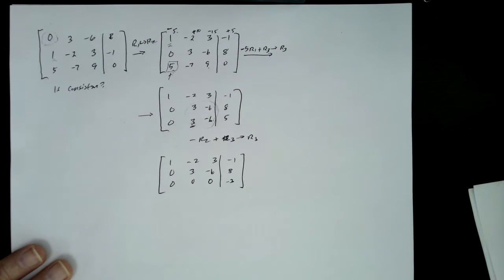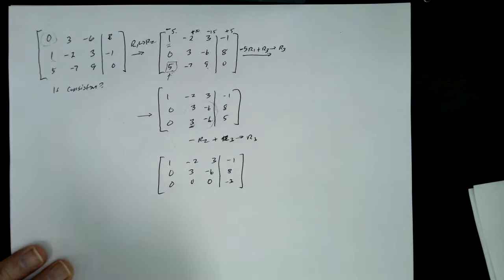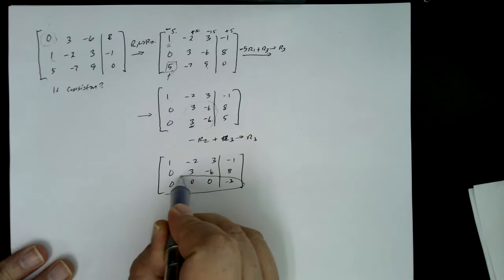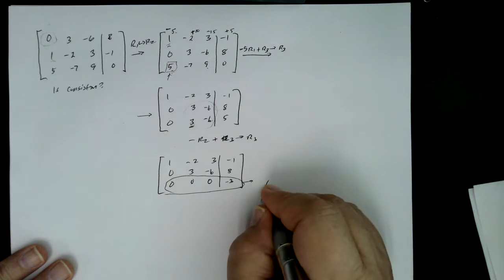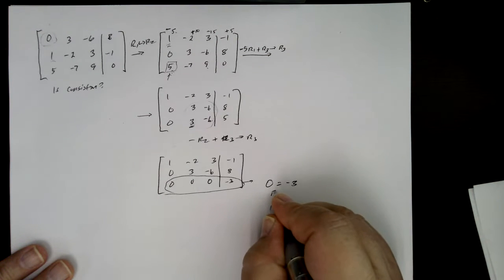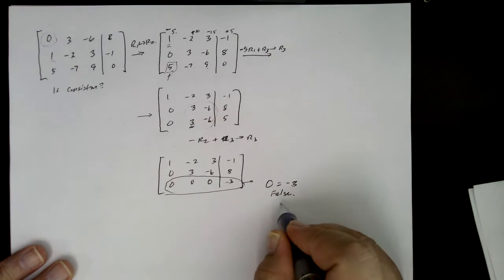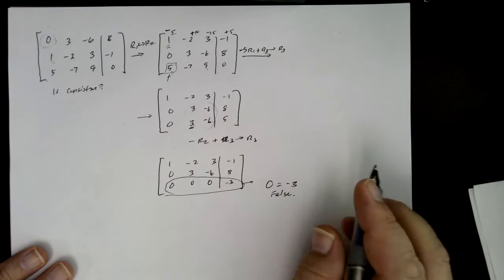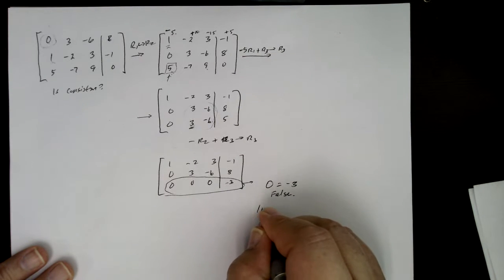Now, what system of equations does that represent? Well, this bottom row means that 0 equals minus 3, and that, of course, is false. And so, therefore, we must have an inconsistent system.